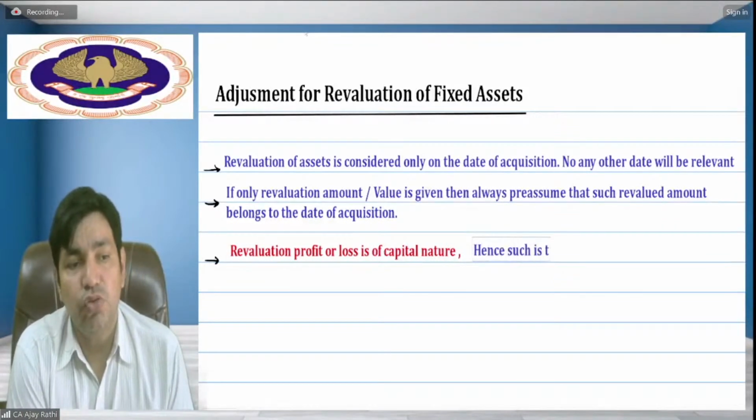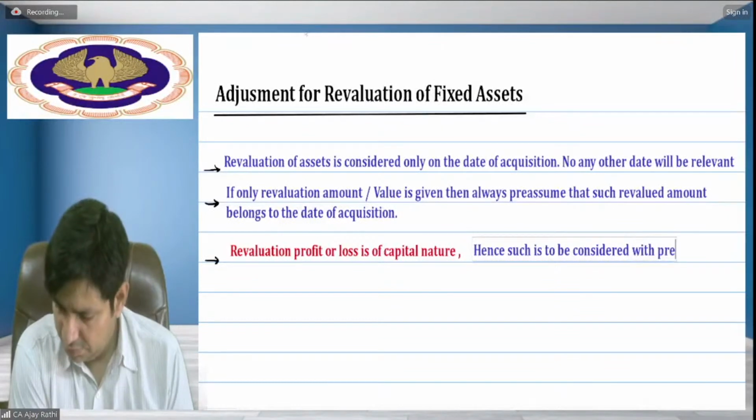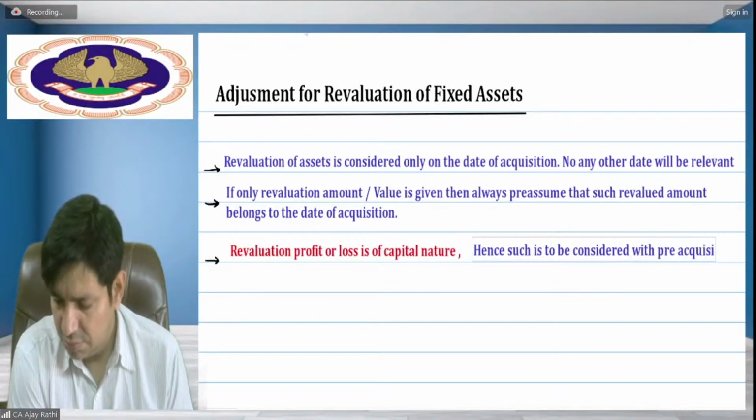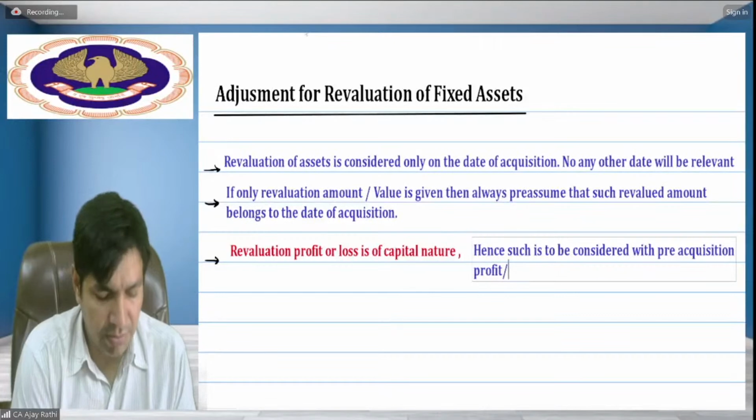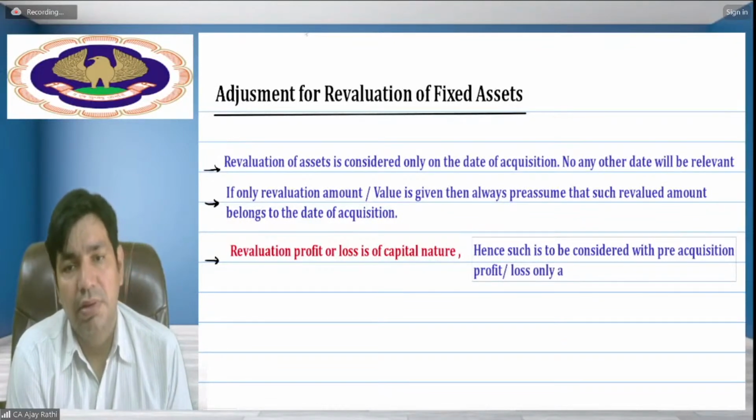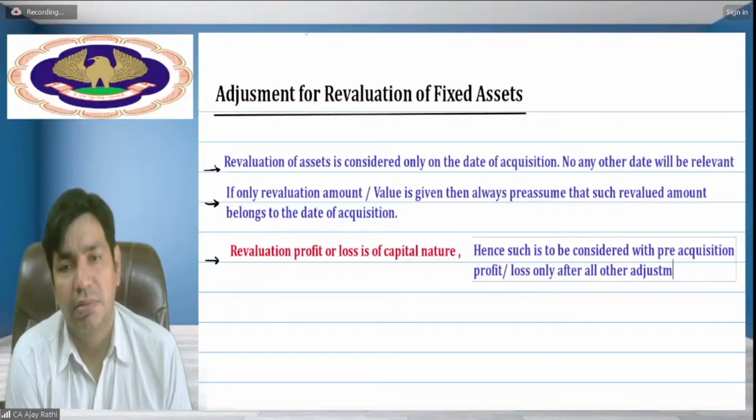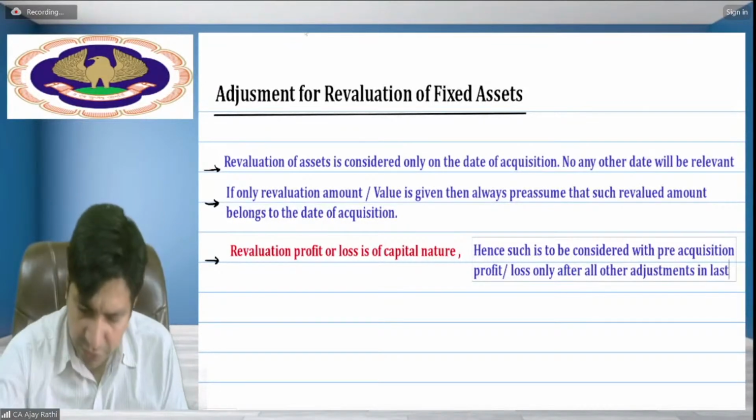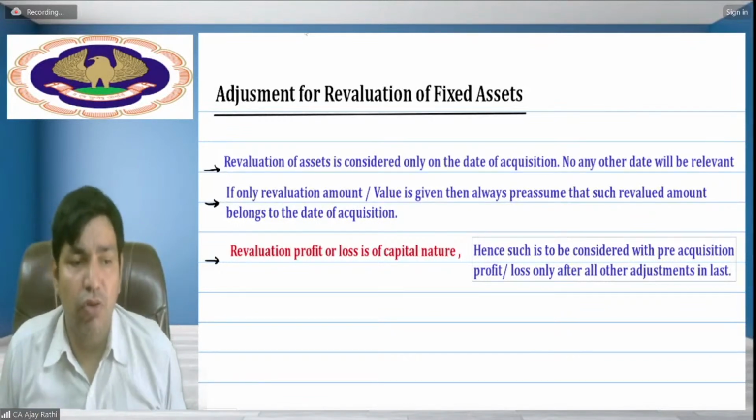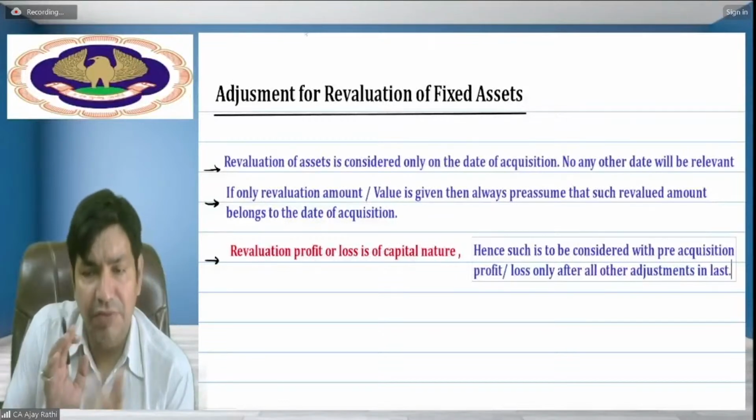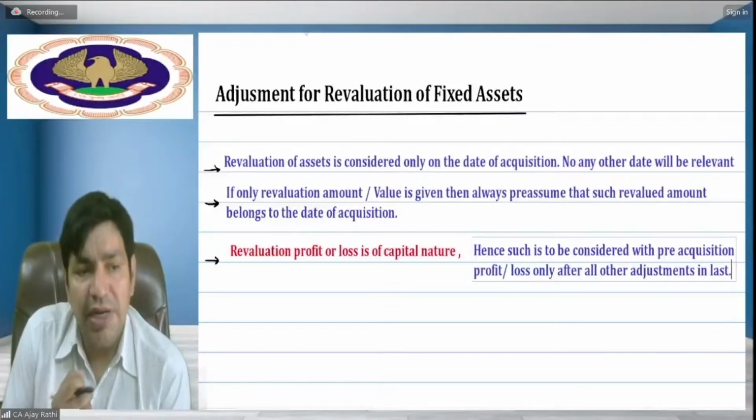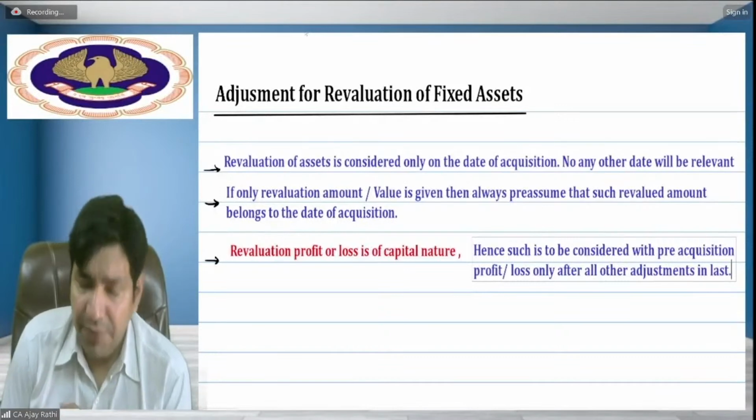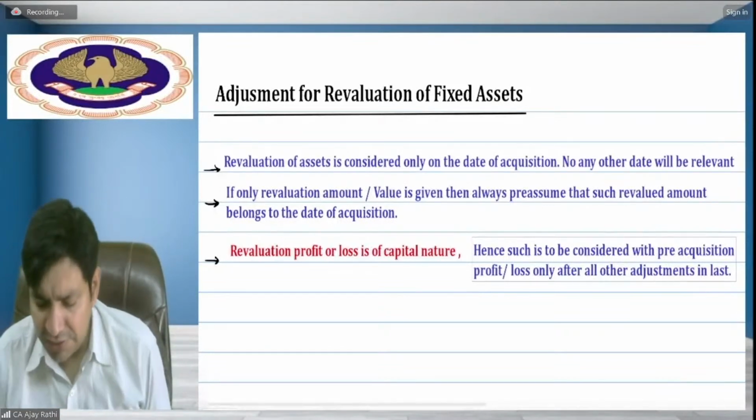Hence, after solving all the adjustments, after giving effect to all the adjustments, you have to give the revaluation adjustment and analyze profit also. That is being written down after some time. So beta, these are to be considered in pre-acquisition, where the capital profits or losses are there.